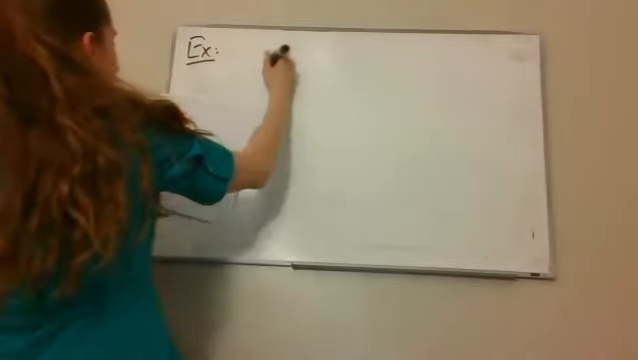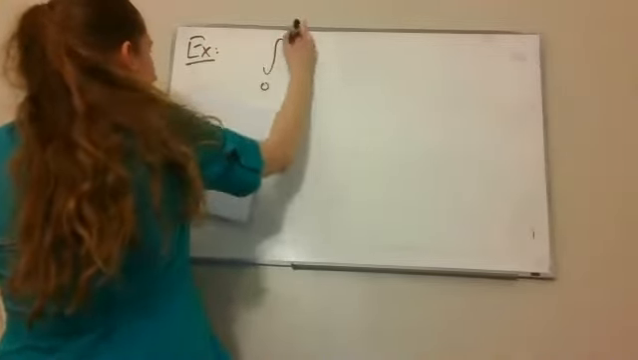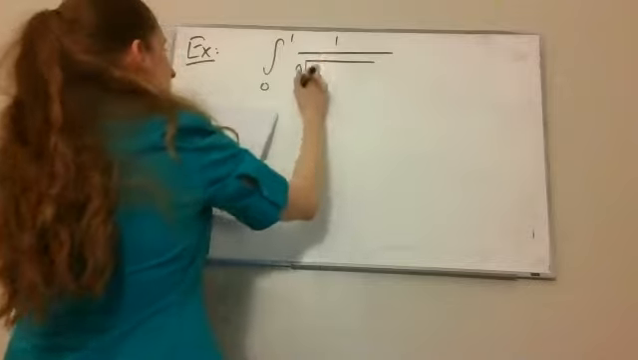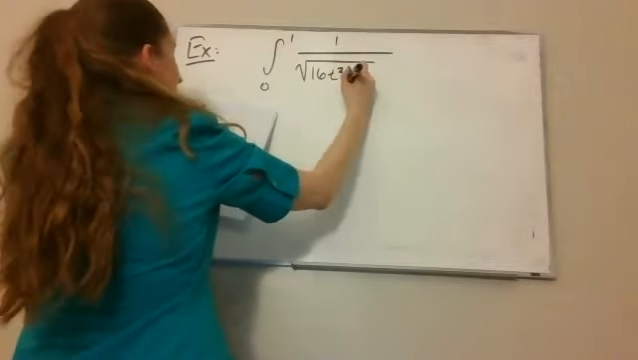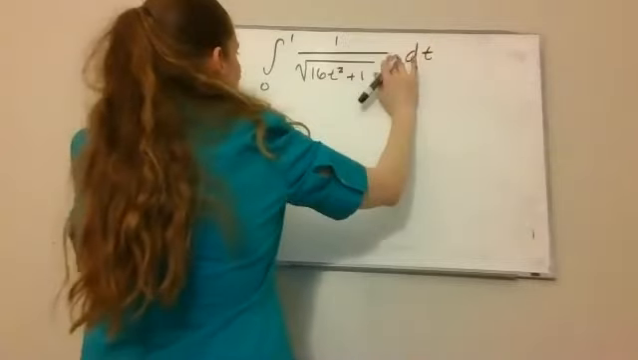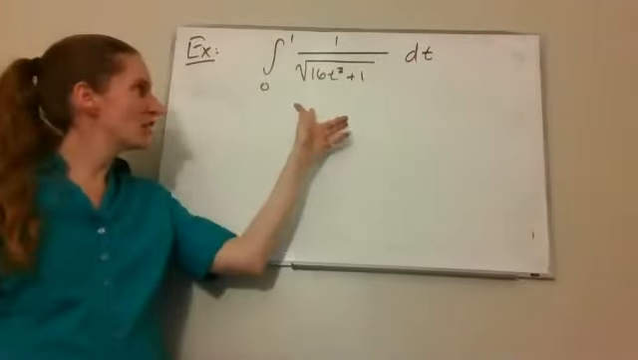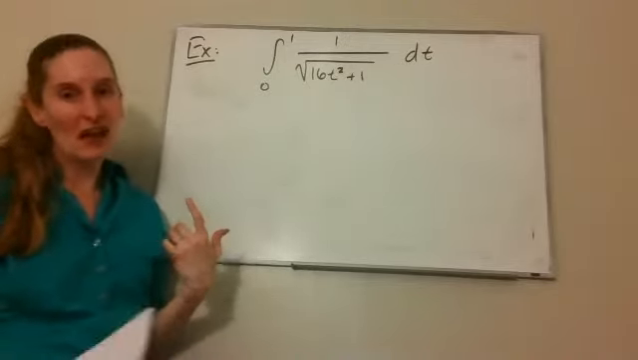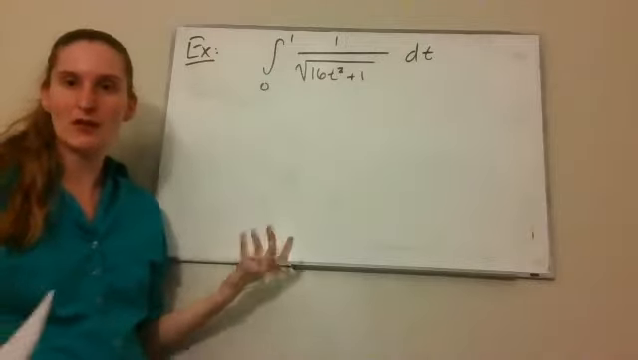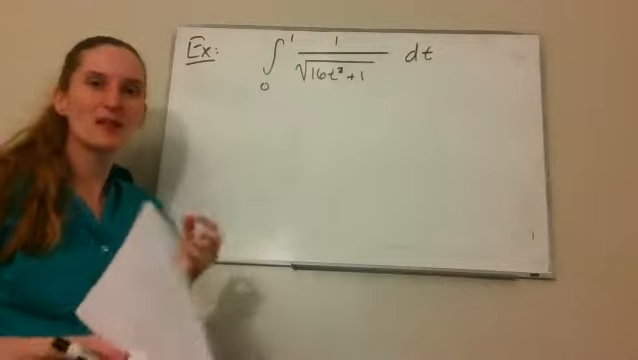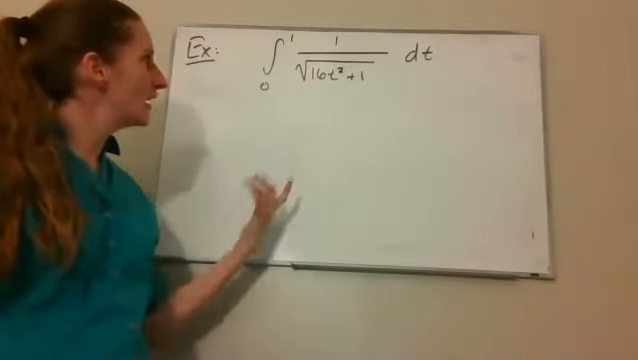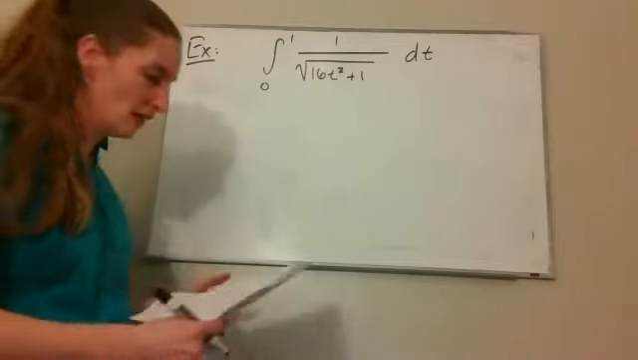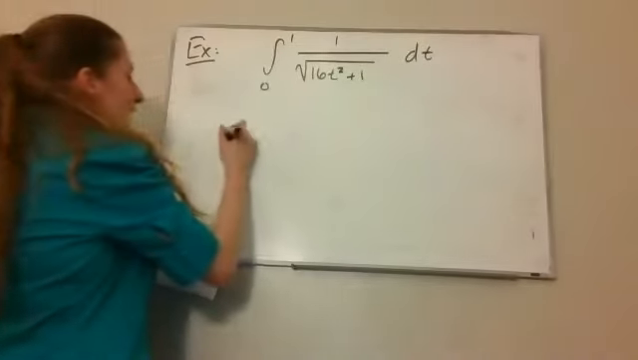So our last example, let's evaluate the definite integral from 0 to 1 of 1 over the square root of 16t squared plus 1 dt. Now, if you take a look at this, the 1 over square root of 16t squared plus 1 looks kind of like one of our formulas from the derivative of the inverse hyperbolic functions, but not quite. It kind of looks like the 1 over square root of x squared plus 1 formula, but it's not quite there.